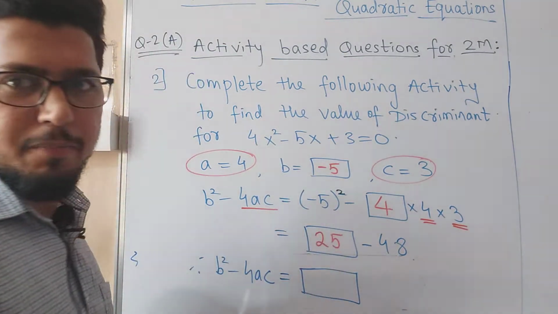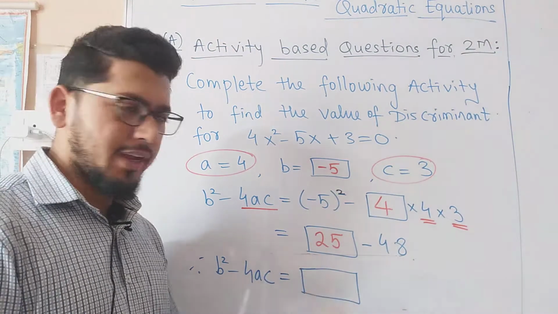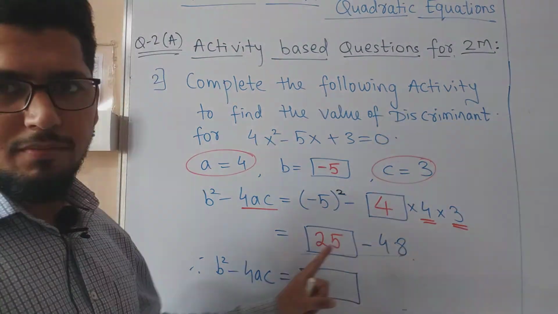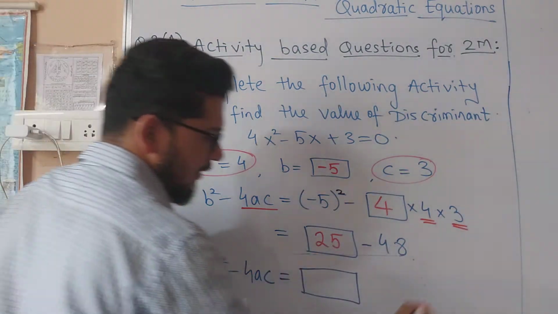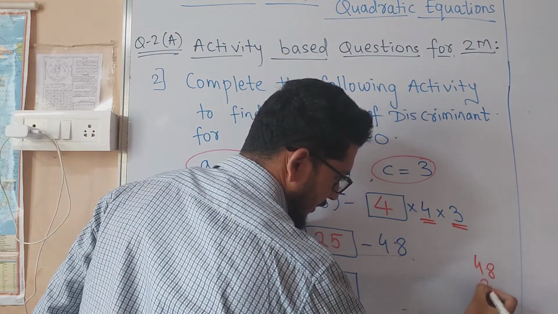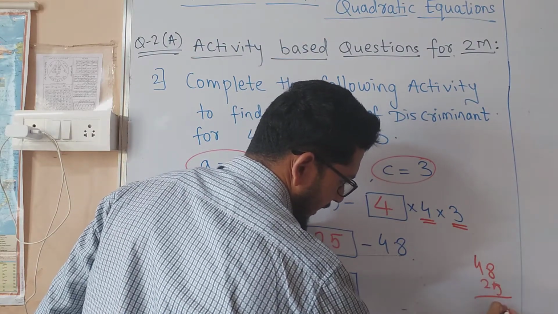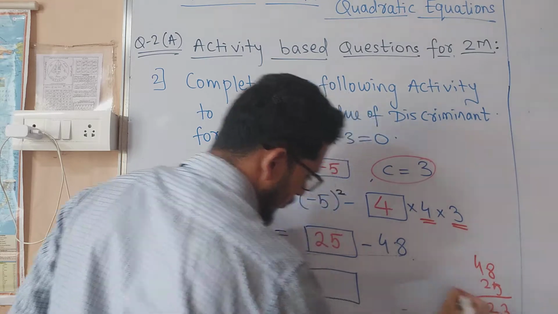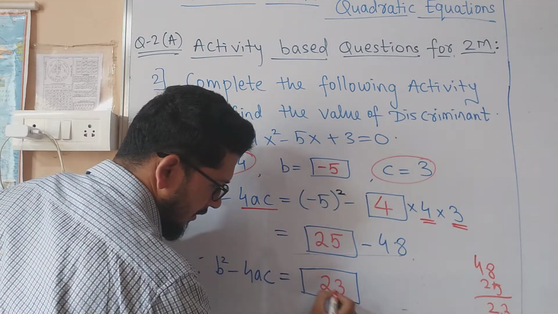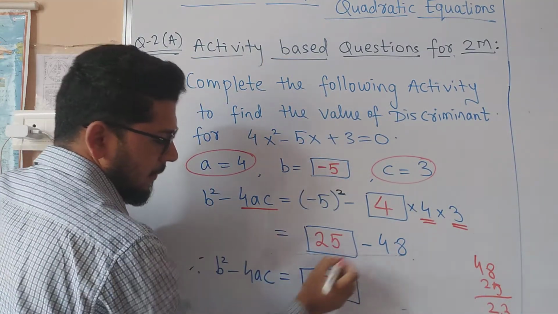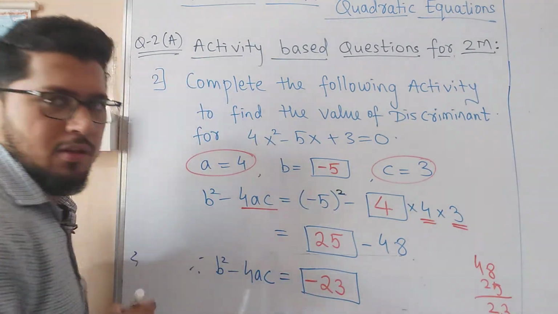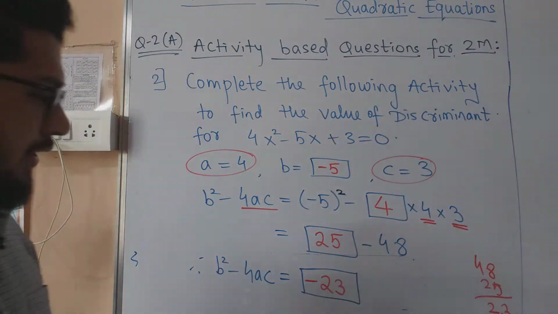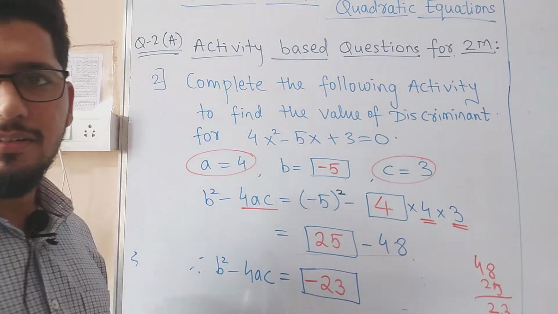Now we'll subtract: 25 minus 48, which means we have to subtract 25 from 48. So what do I get? 8 minus 5 is 3, 4 minus 2 is 2, and 23 is the answer. But the sign of the greater number here is minus, so we have to write the minus sign here. So the answer would be minus 23. So this is the answer.